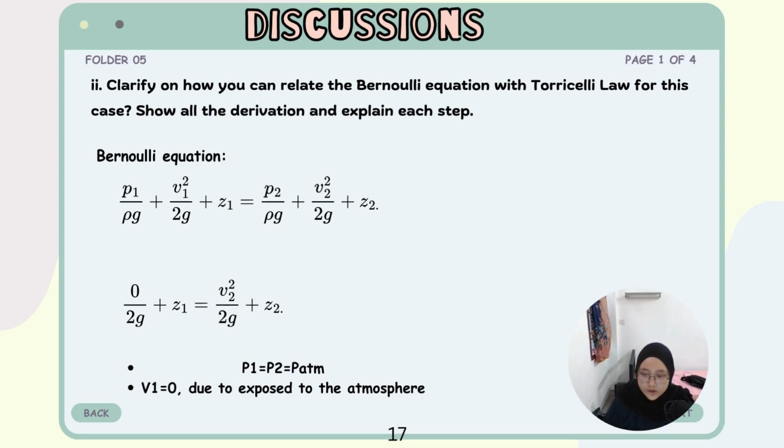So for discussion question number two, clarify how you can relate the Bernoulli equation with Torricelli's law for this case, and show all the derivation and explain each step.